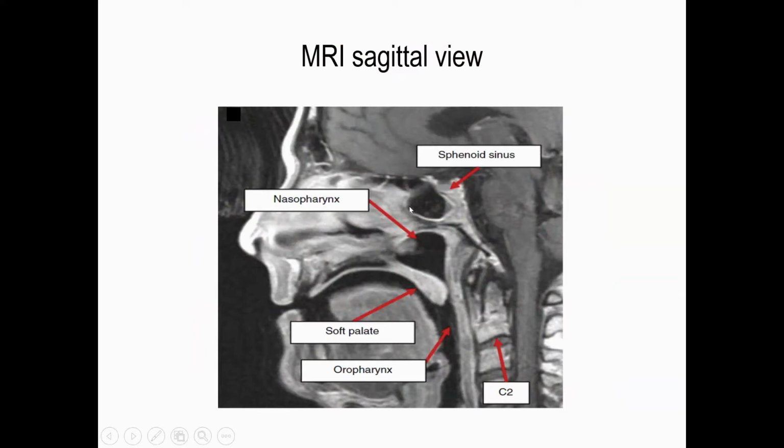So this is the normal MRI, the sagittal view of the nasopharynx. This is the sphenoid sinus. This is the nasopharynx, continuing inferiorly as the oropharynx. And this is the soft palate. Anteriorly, it communicates with the nasal cavity. Posteriorly, it is the basi-occiput and the C1 vertebra. And the caudal limit of the nasopharynx is the caudal limit of the C1 vertebra.